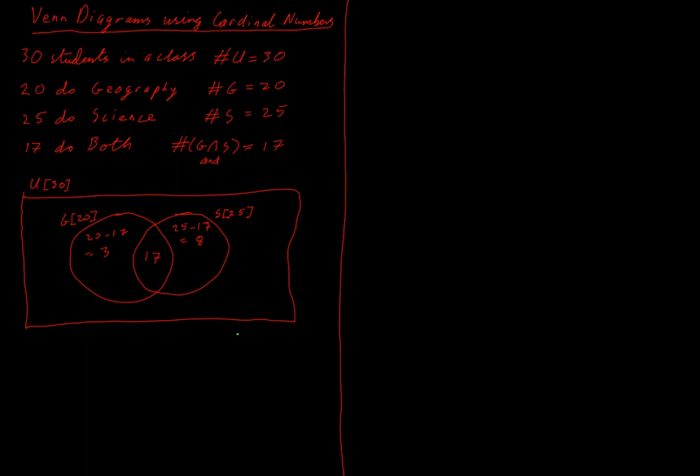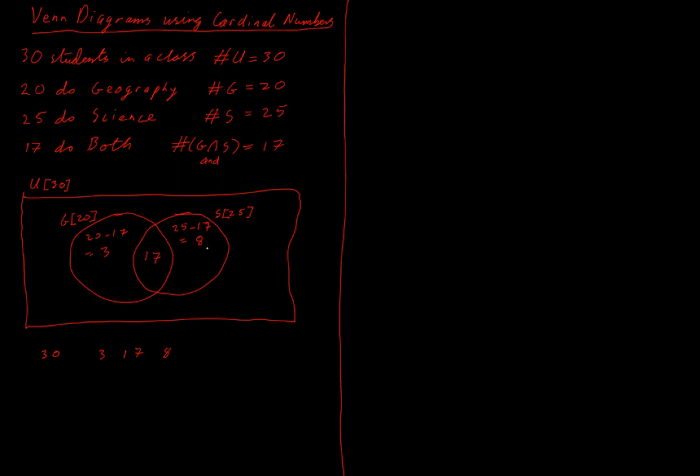Now that we've gotten the center of our Venn diagram sorted, we can figure out the final part, because we know in total there are 30 people in our class. So there's a total of 30 people in our class. And we know that 3 of them study geography only. 17 of them study geography and science. And 8 of them study science only.